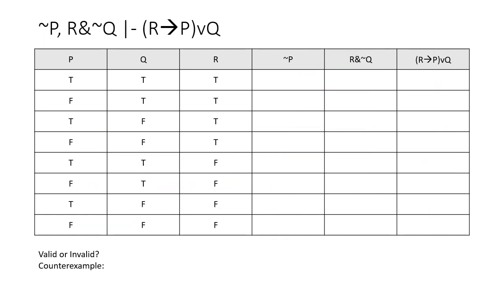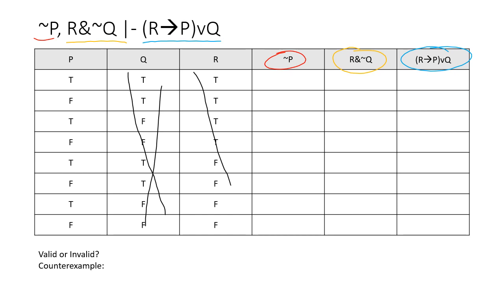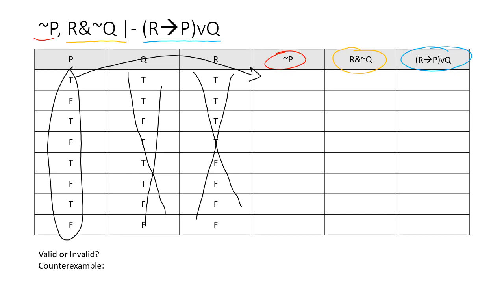Moving on to this next one, we've got two premises again, and our one conclusion. Just going one at a time here. So, first premise is tilde P. So all we're going to do is take all these values and reverse them over here. So T's will turn into F's and F's into T's. Tildes are pretty easy.